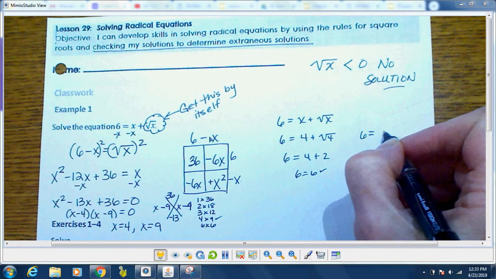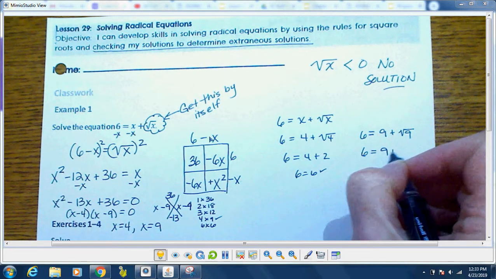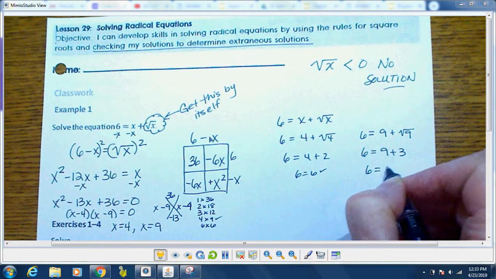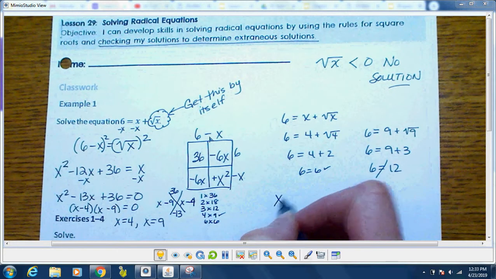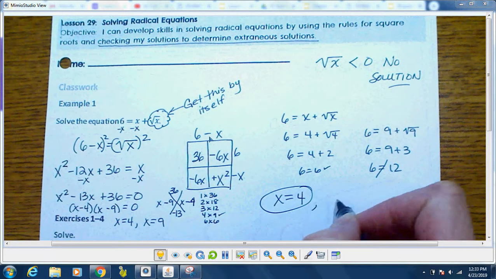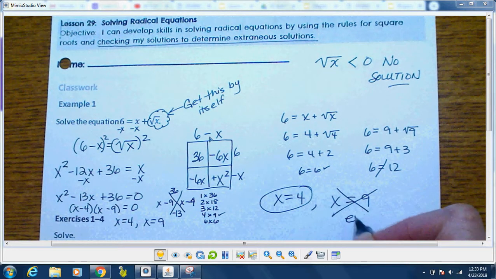Let's try 9. 6 equals 9 plus the square root of 9. 6 equals 9 plus 3. 6 equals 12? No. So x equals 4 is a solution. x equals 9 is extraneous.